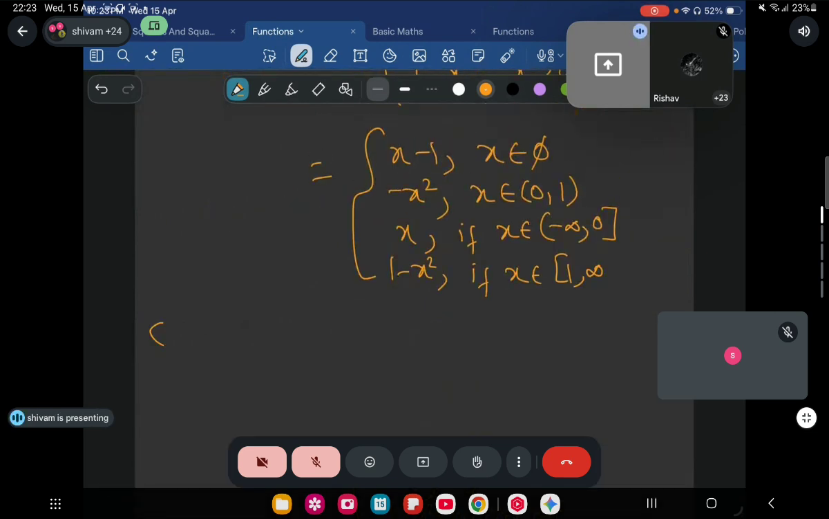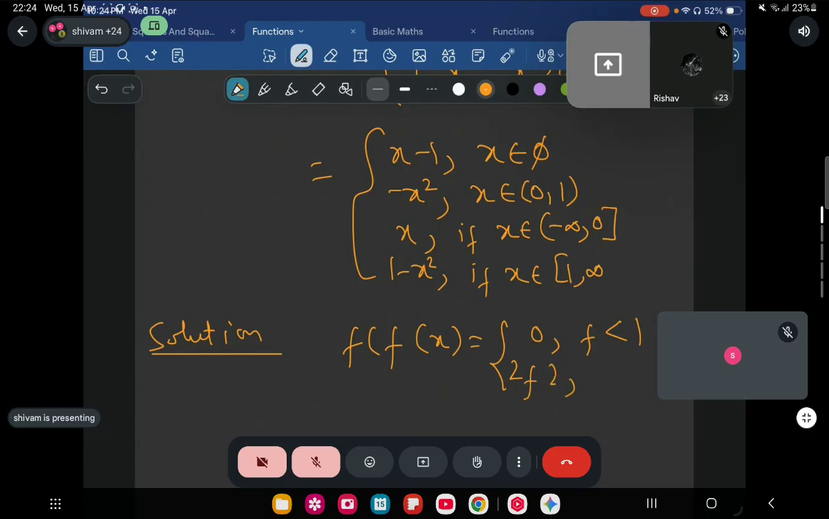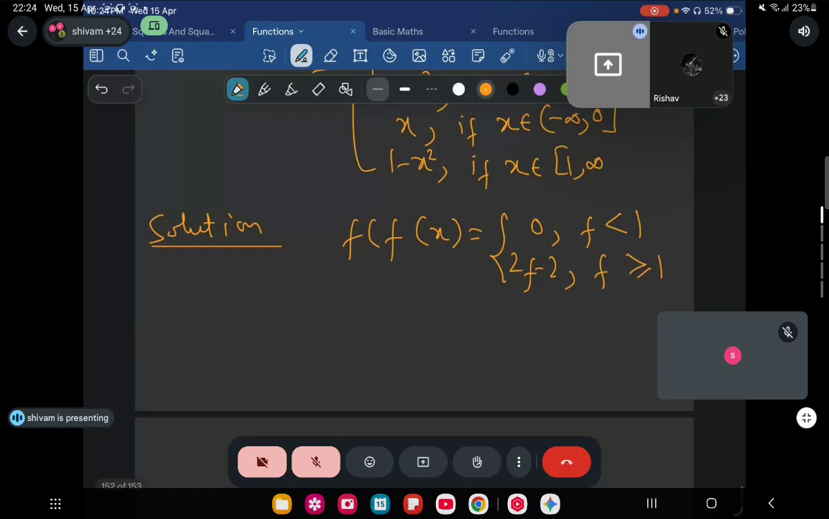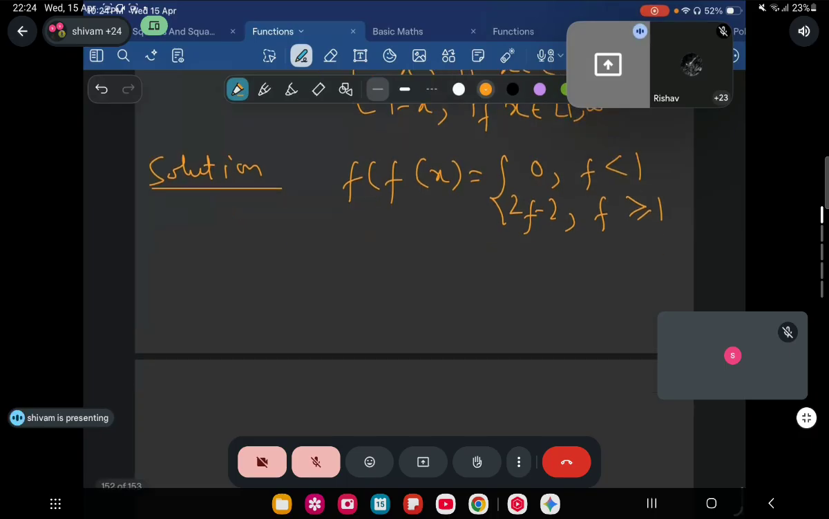What do you think? What is f of x? f of f of x will be equal to 0 if f is less than 1, and it will be equal to 2 into f minus 2 if f is greater than or equal to 1. Remember. So let us simplify this. 0 when f is less than 1.